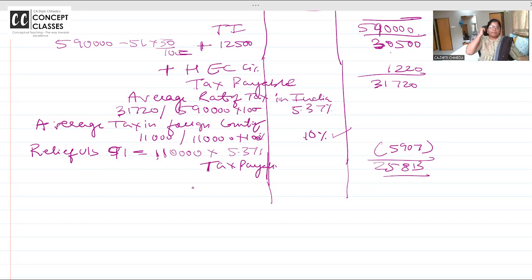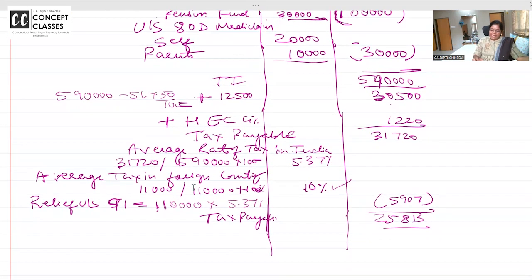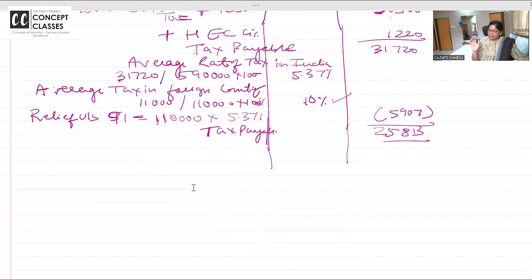Easy. First, you calculate the total income, including foreign country income, calculate the tax in India, and calculate the average rate of tax in India. Then see what average rate of tax you are paying in the foreign country. Whichever is lower, you will get a relief.